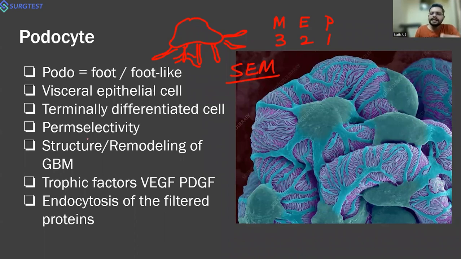So the third point is it's a terminally differentiated cell. It is a post-mitotic cell. So if a podocyte is lost, it is lost forever. That is a very, very important thing that I want you to understand. Okay, new theories are coming up about regeneration, but don't get confused. Podocyte is a terminally differentiated cell. It does not regenerate. Okay, it's like a neuron.